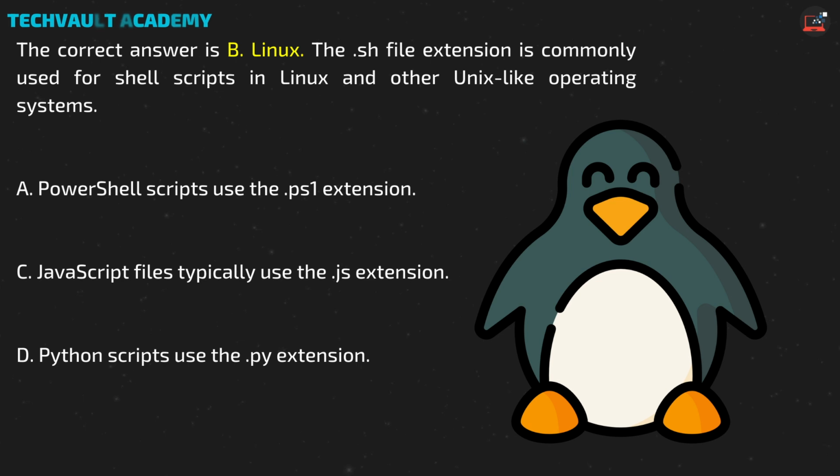The correct answer is B. Linux. The .sh file extension is commonly used for shell scripts in Linux and other Unix-like operating systems. A. PowerShell scripts use the .ps1 extension. C. JavaScript files typically use the .js extension. D. Python scripts use the .py extension.